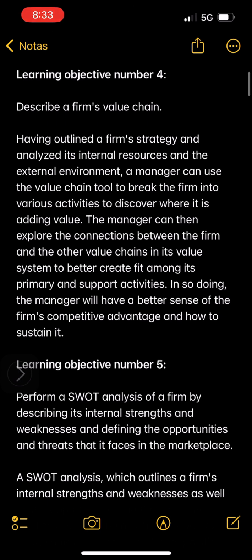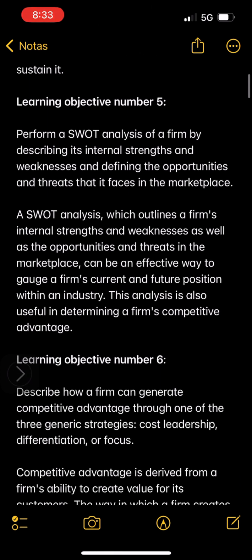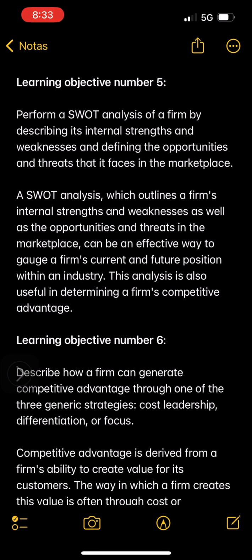Learning objective number 5. Perform a SWOT analysis of a firm by describing its internal strengths and weaknesses and defining the opportunities and threats that it faces in the marketplace. A SWOT analysis, which outlines a firm's internal strengths and weaknesses as well as the opportunities and threats in the marketplace, can be an effective way to gauge a firm's current and future position within an industry. This analysis is also useful in determining a firm's competitive advantage.